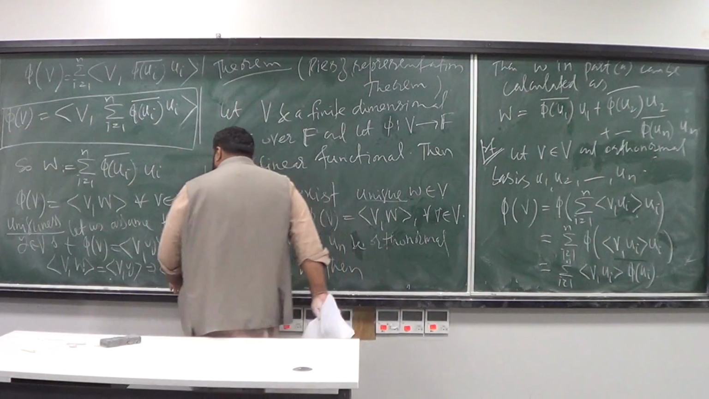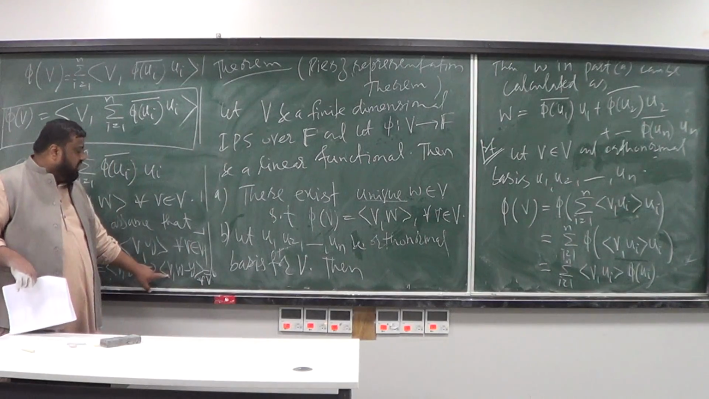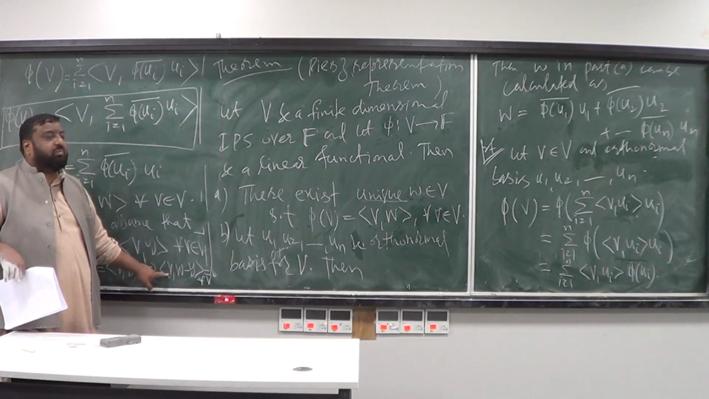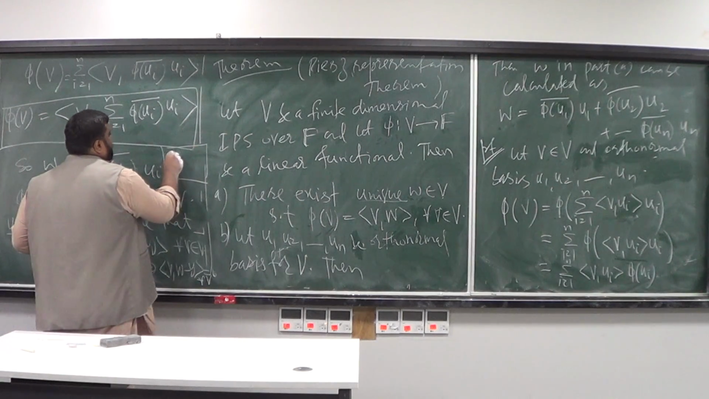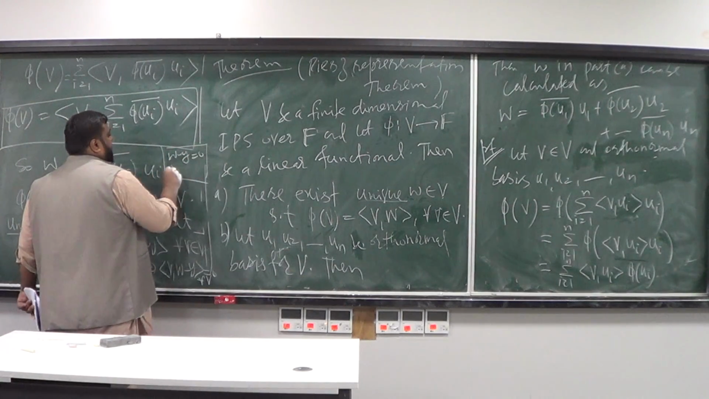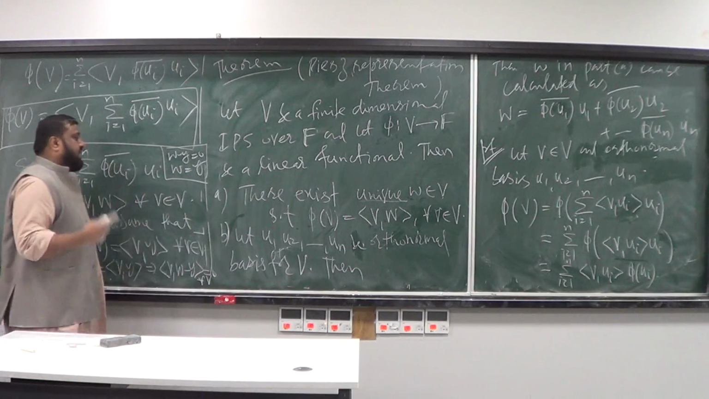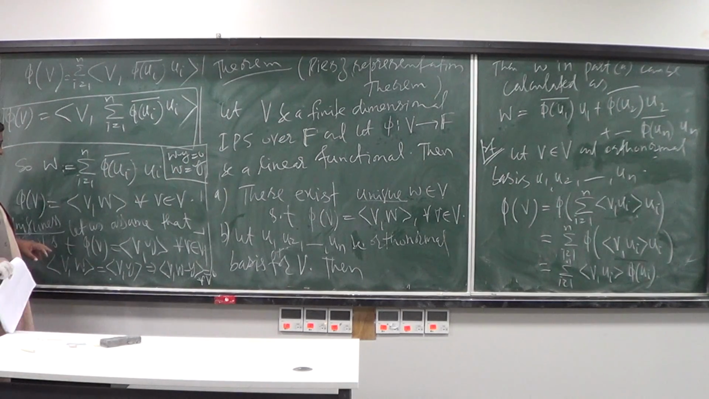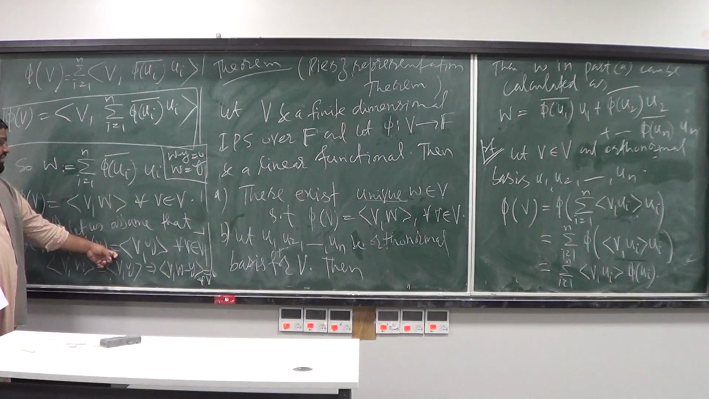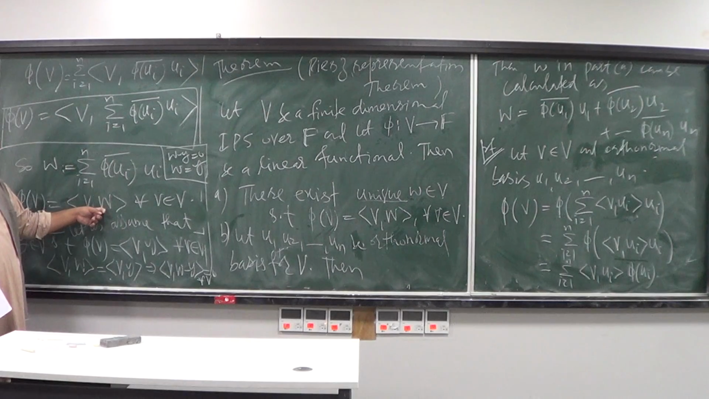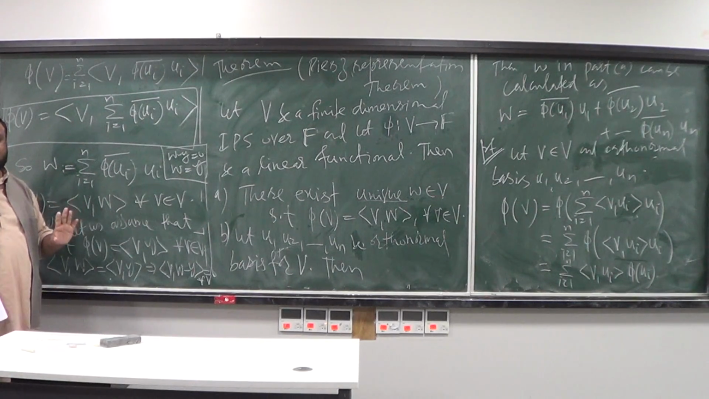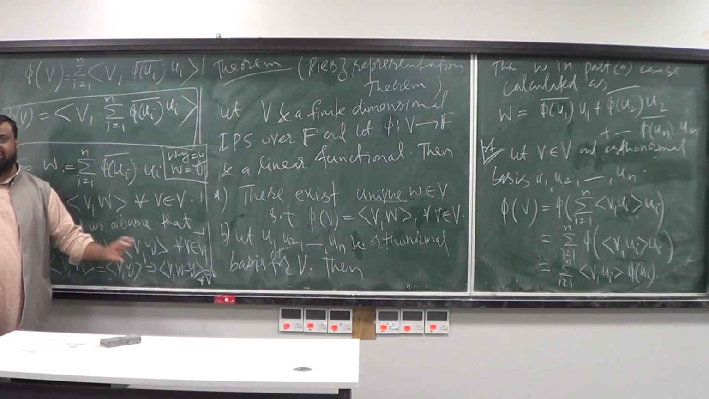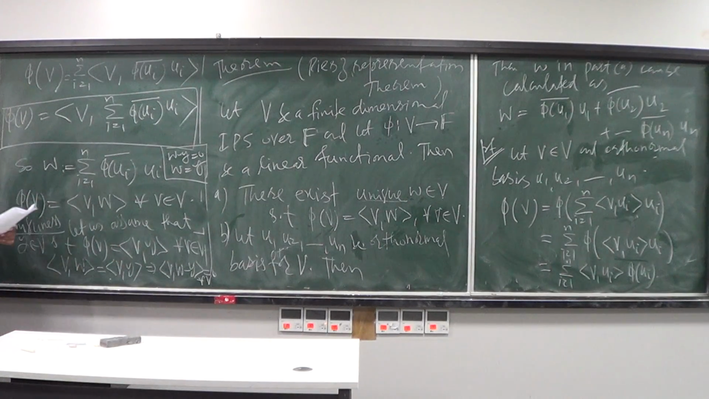So if W minus Y is orthogonal to every single vector V in the inner product space, then W minus Y must be 0, and hence W must be equal to Y. So what does this show? That if you have another Y that satisfies this, that is same as W. So you can't have two such representations. So this kind of shows uniqueness actually.